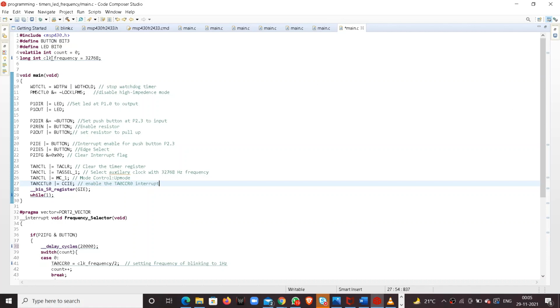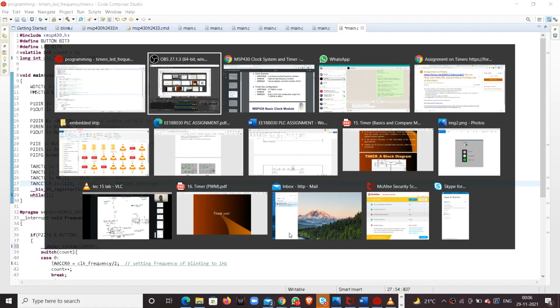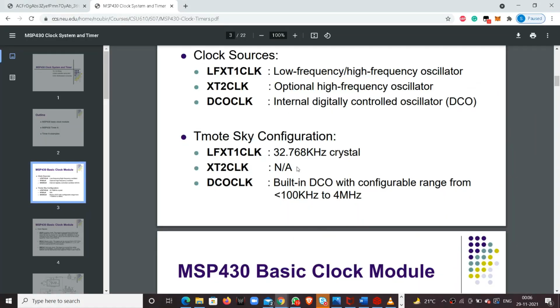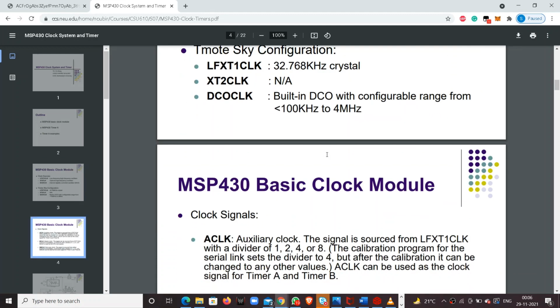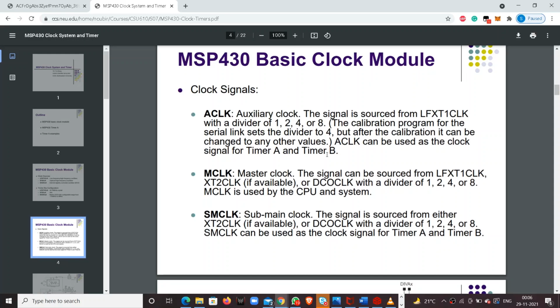Here, first I have defined the clock frequency to be 32.768 kHz. Here we are using the auxiliary clock, and it uses the low frequency oscillator as its clock source. Its frequency is 32.768 kilohertz. The frequency can be seen from the datasheet here. Here the low frequency oscillator is used, and 32.768 kilohertz is its frequency. For the auxiliary clock, the signal is sourced from the low frequency oscillator.